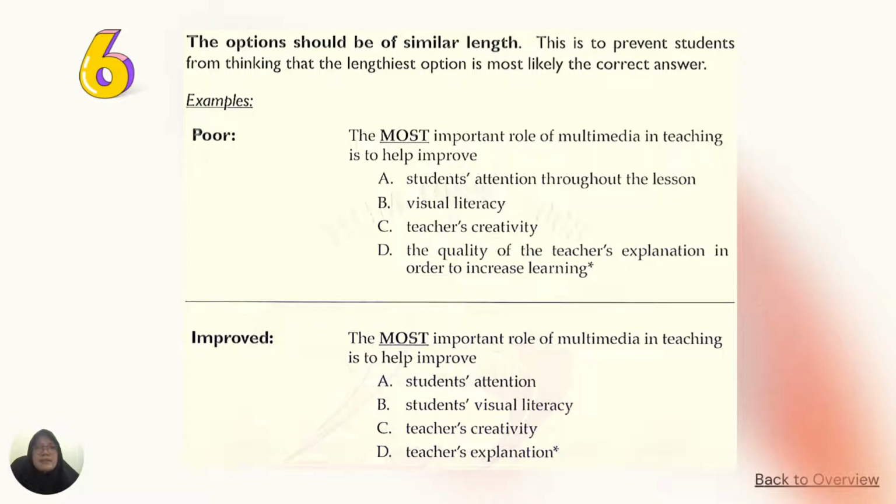And the sixth guideline is the options should be of similar length, which is similar to before. So this is to prevent students from thinking that the lengthiest option is most likely the correct answer. So it should be similar length.